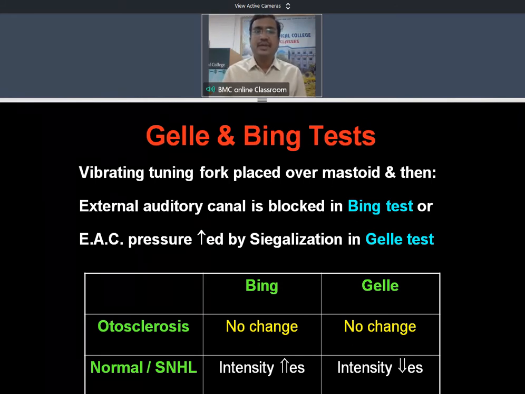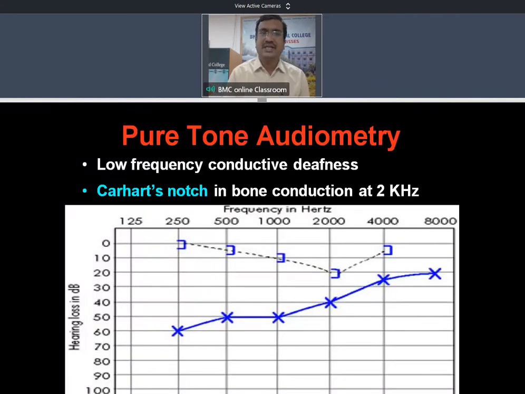So in normal people and sensory neural hearing loss, there will be decreased perception of the sound, because if we increase the pressure in the external auditory canal, that raised pressure will transmit through the tympanic membrane, through the ossicular chain, and then into the basilar membrane of the inner ear. Then there will not be any movement of the basilar membrane. That is because of the pressure changes in the inner ear. Then the patient will not be able to hear properly. That is decreased hearing. But in case of otosclerosis, there will not be any change in the Jelly's test.